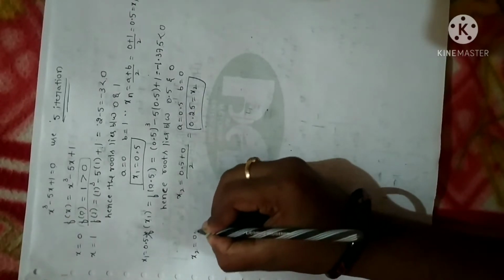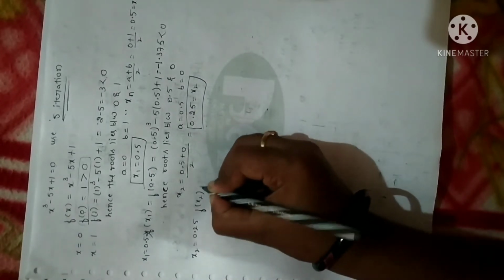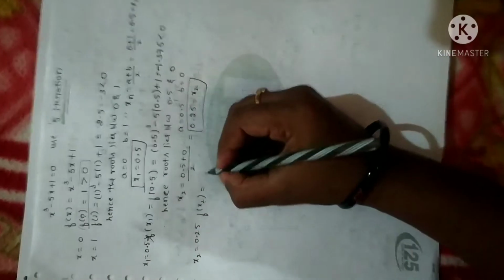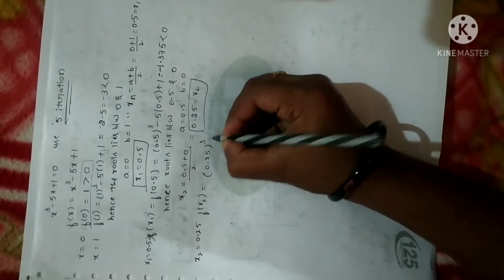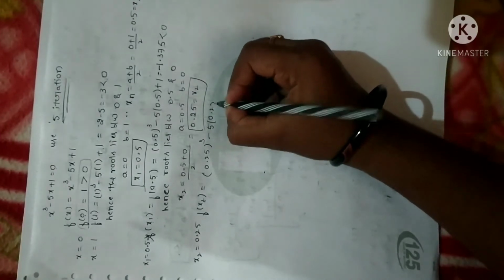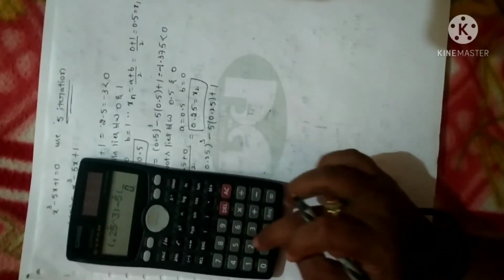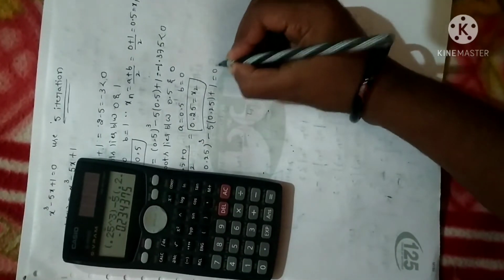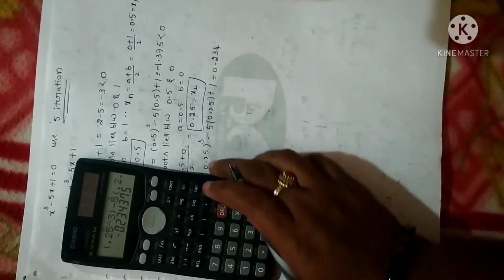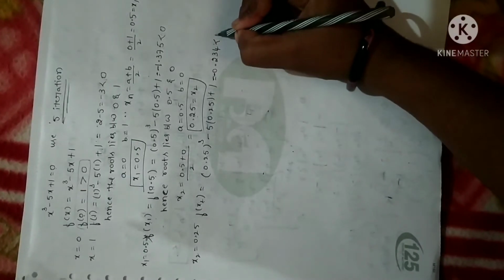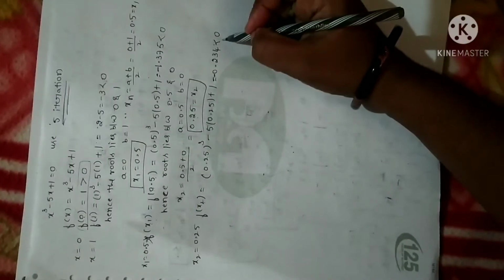Anyhow we are not interested in x2. We have to find f of x2 at 0.25. So wherever x is there, we have to replace it with 0.25. So 0.25 whole cube minus 5 into 0.25 plus 1. After simplification, that will give us minus 0.234. So anyhow it is less than 0. So I have obtained again a negative value.